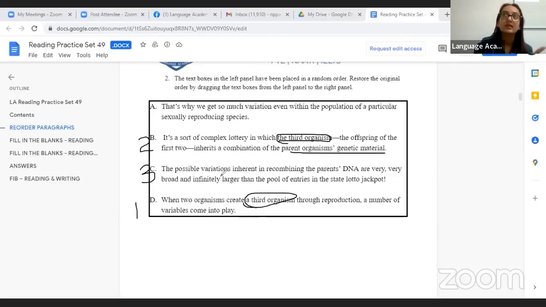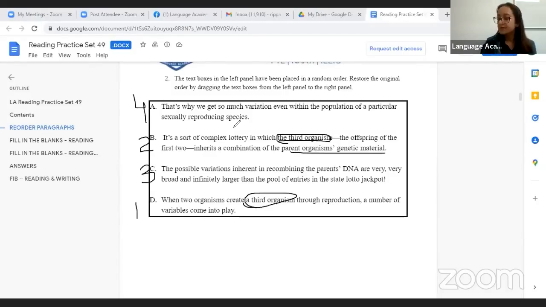So basically they're saying that just two genes, and we say that the gene is the smallest unit of life, the cell is the smallest unit of life, it has so much capability. So then in the end they say that's why we get so much variation even within the population of a particular sexually reproducing species. That is why no two people are the same, no two brains are the same, no two faces are the same. So the cells can result in a completely different variation. So many variations are possible within genes.